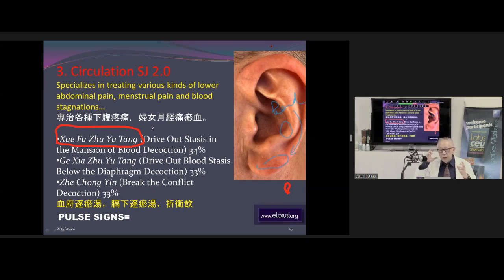People with nightmares, with somebody walking in their dreams, somebody just starts yelling at night and doing a lot of crazy things, try xuefu zhuyu tang. And ge xia zhuyu tang also. But in my idea, xuefu zhuyu tang, I use it mostly for the upper jaw. So the chun.